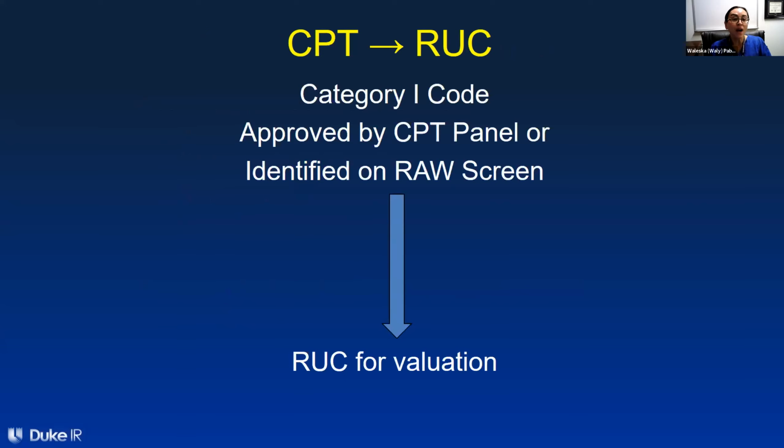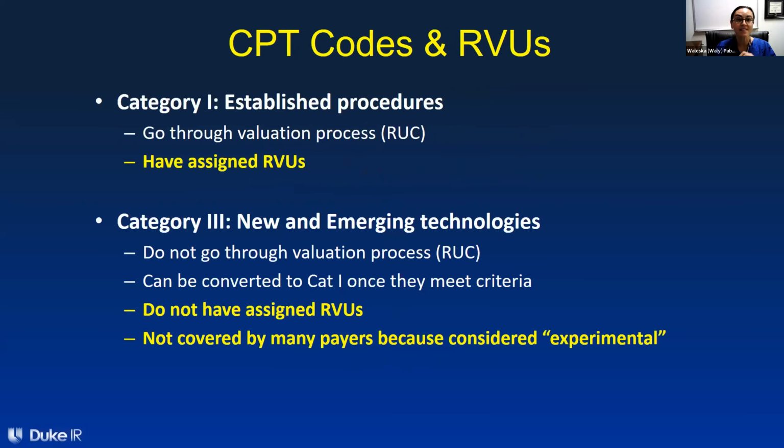Now, what happens after the applications are presented in front of the panel? Say the panel votes to approve the code, where if it's a Category 1 code, that code is going to go to the other arm of the AMA for valuation, to the RUC. Category 3 codes don't go to RUC for valuation. That's a huge difference. Why?